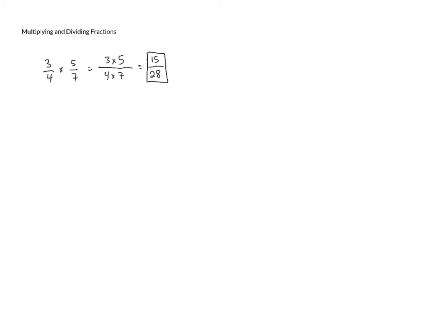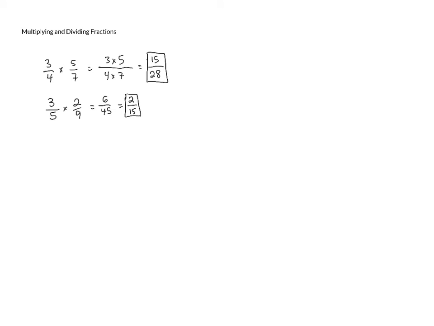Let's look at another example. Let's take a look at 3/5 times 2/9. Again, we're going to multiply across. 3 times 2 is 6, and 5 times 9 is 45. In this case, though, we end up with a fraction that can be reduced. 6 and 45 are both multiples of 3, so we can divide the top and bottom by 3. 6 divided by 3 gives us 2. 45 divided by 3 gives us 15, and so we end up with 2/15 as our final answer.